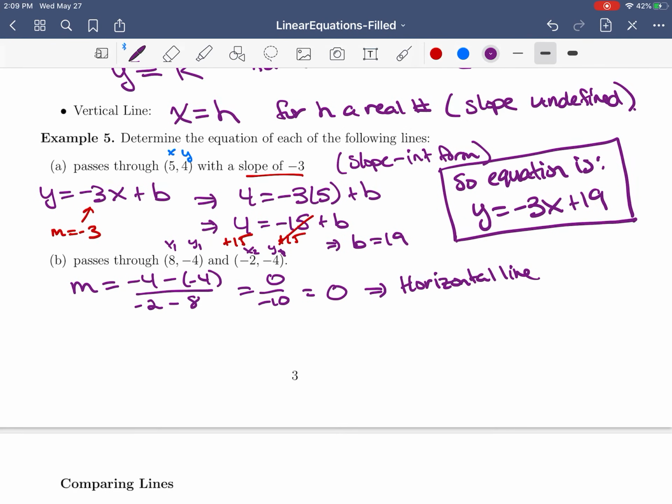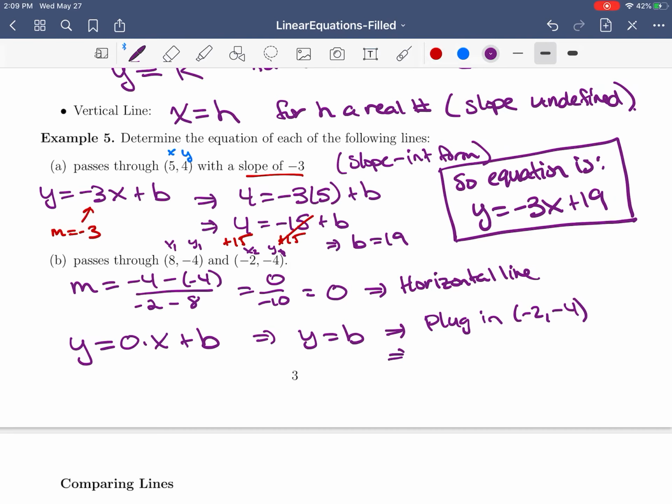But you can still use the slope-intercept form to find the equation. So we know that y is equal to 0 times x plus b. So that means y equals b. And we can plug in either of these points. So let's say we plug in negative 2, negative 4. Well, that means that negative 4 equals b. So we found our b.